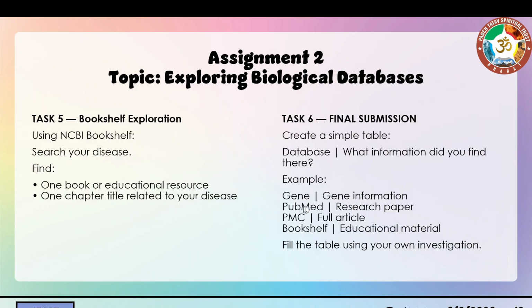For example, the second database you used is PubMed. From that you will write all the information, then the third database you used, and then the fourth database you used. You will submit this table. So are we clear with this submission? The table includes all the databases that you used, and on the right side it will include all the information you retrieved from that particular database. Are we clear with the assignment?